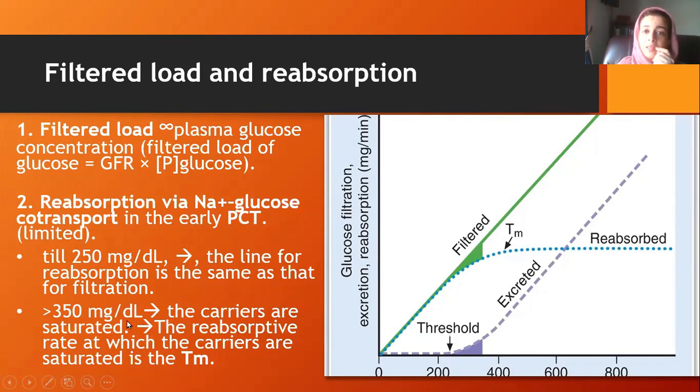And this figure of 350 milligram per deciliter, where carriers are totally saturated, is called the transport maximum, because at this point the maximum capacity of reabsorption has been achieved. It's called transport maximum.